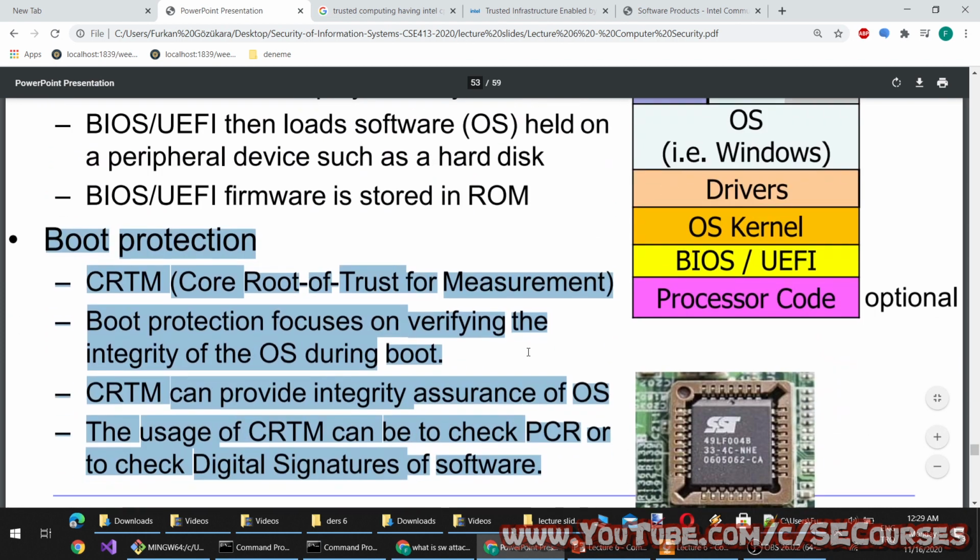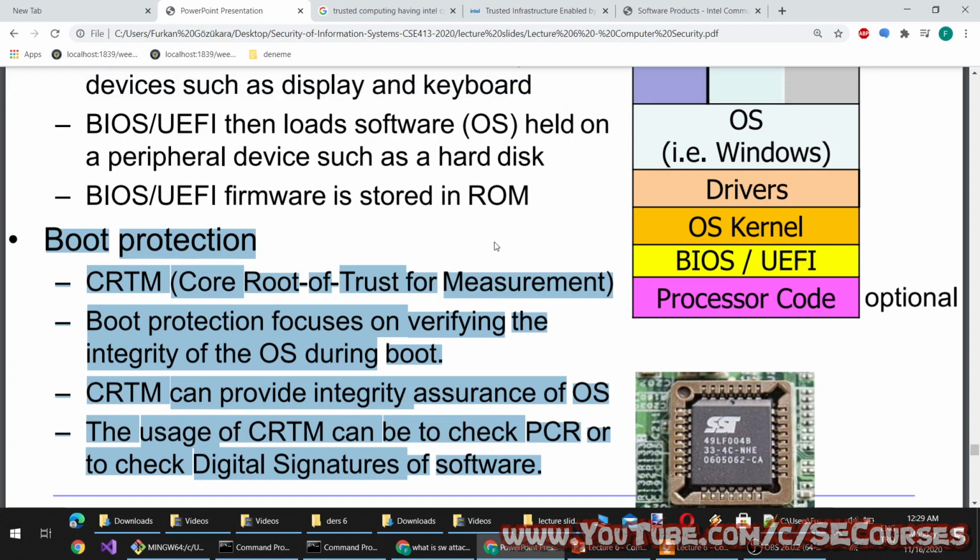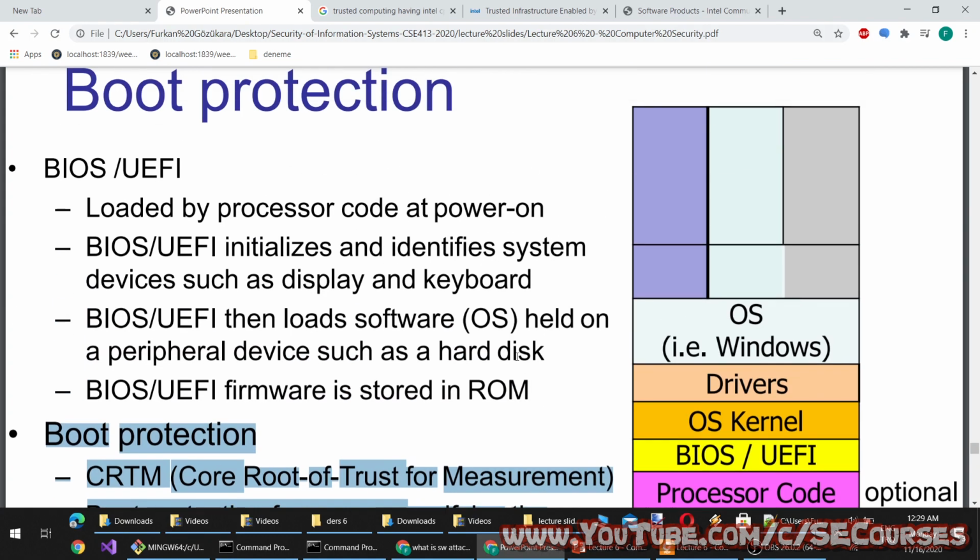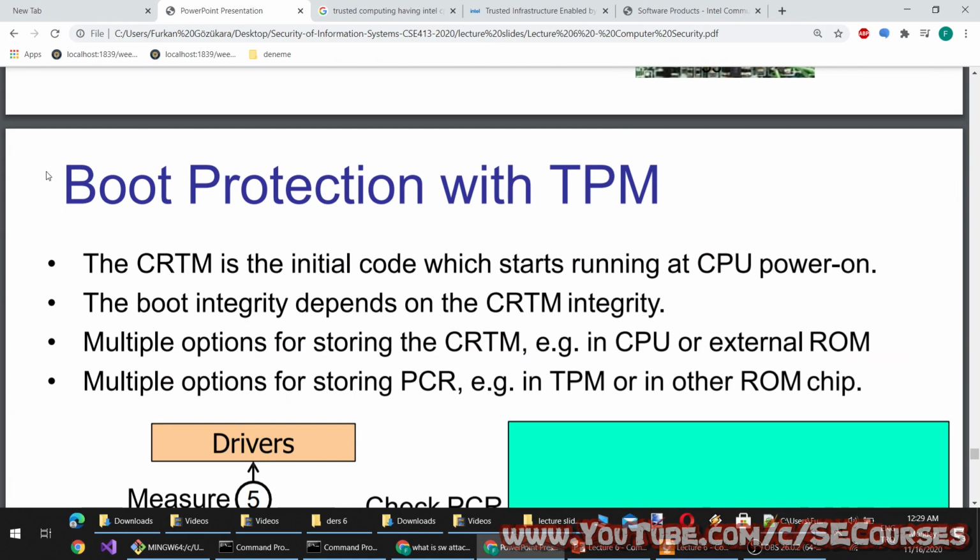Boot protection, CRTM, core root of trust for measurement. Boot protection focuses on verifying the integrity of the OS during boot. The CRTM can provide integrity assurance of the OS. The usage of the CRTM can be to check PCR or to check digital signatures of software.